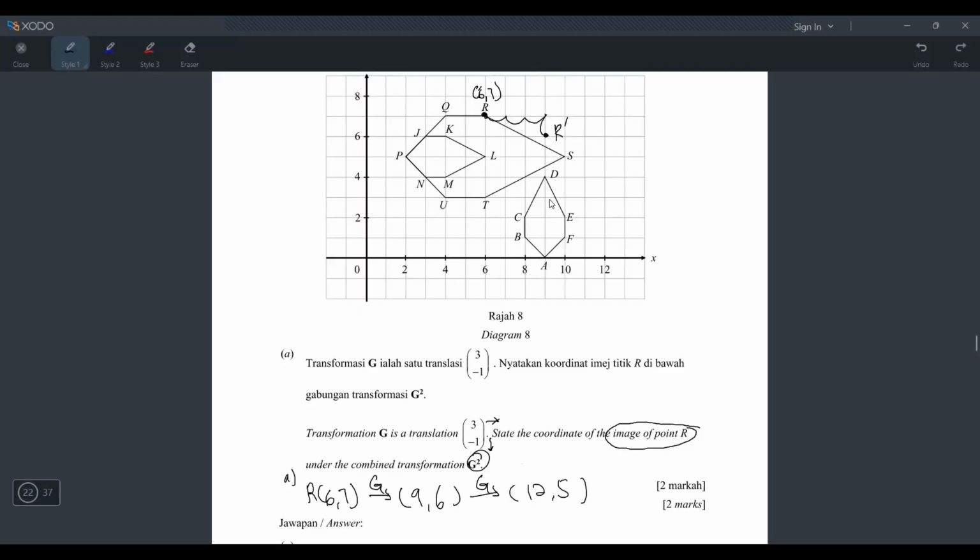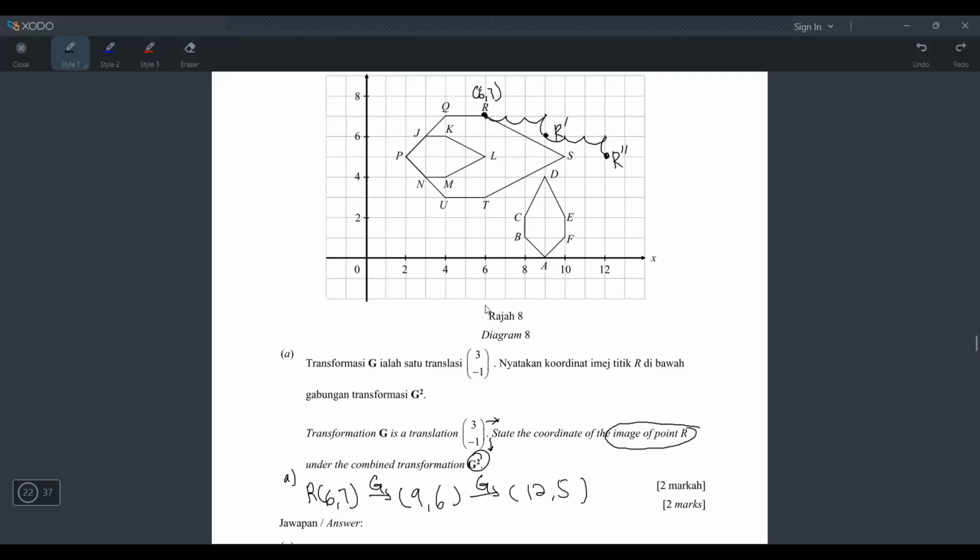So what is the first answer? 9, 6. You see, 9, 6, right? And then you have to do it again, right? So 1, 2, 3 to the right, and then 1 down. So this is your final answer. So I call it R double prime. So this one is 12, 5. So 12, 5. That's how you do it.